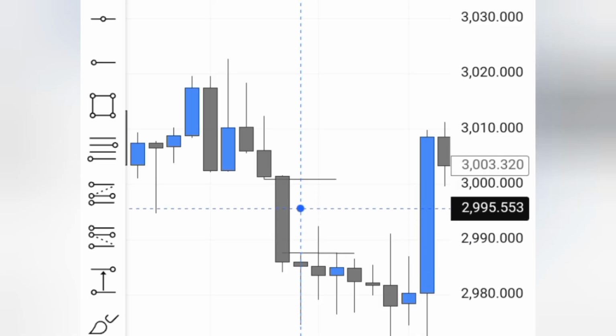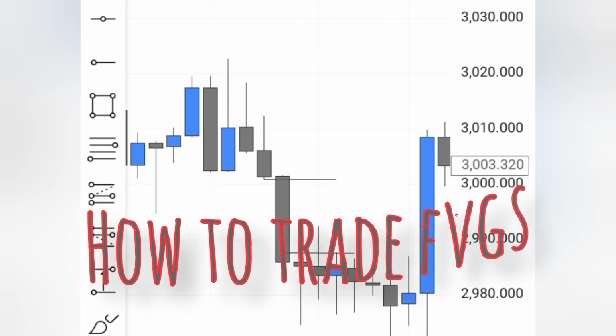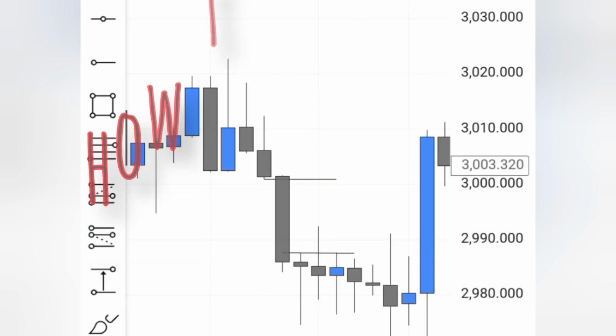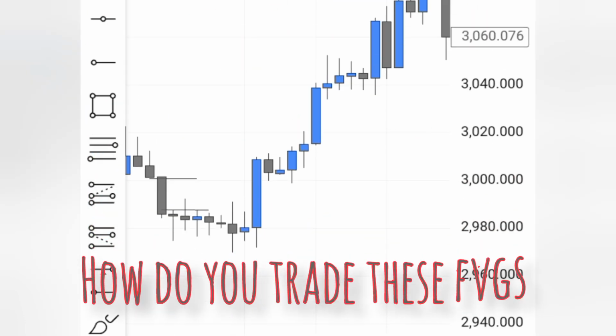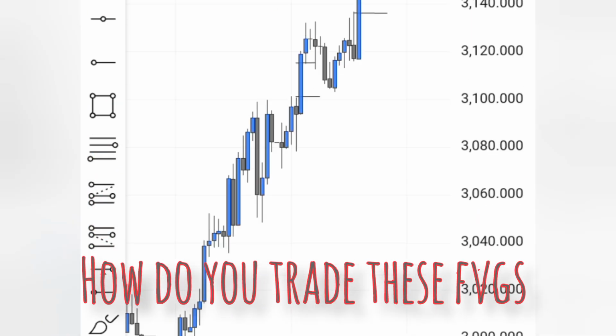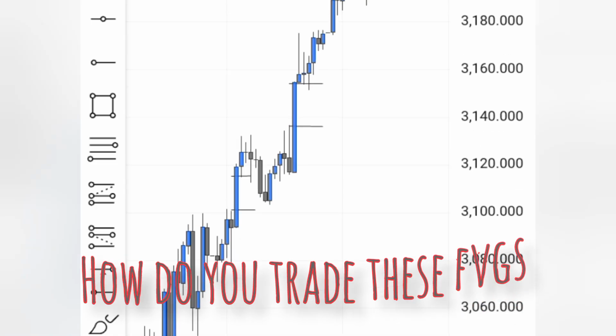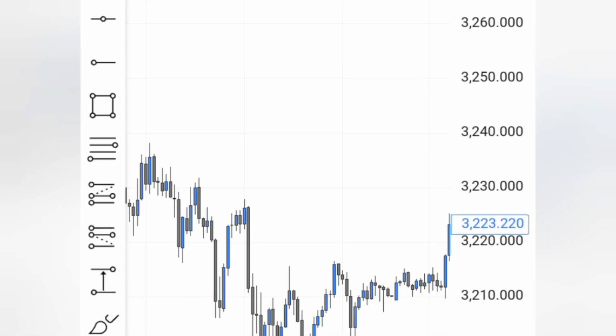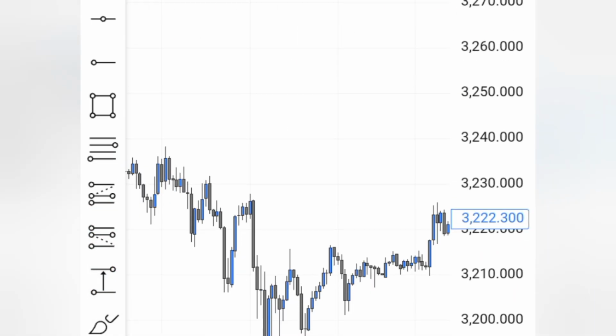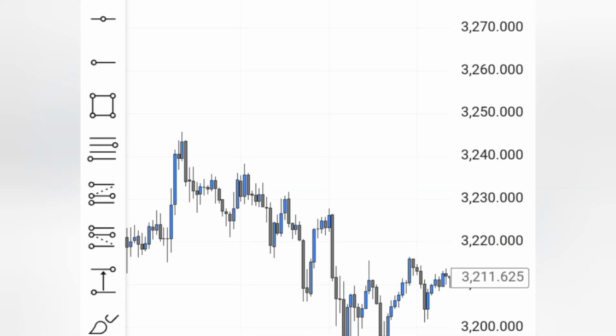So now let's see examples. How do we apply this fair value gap in our strategy? How do you apply and how do you trade these fair value gaps? So now this is how we do it. This is the first bearish example we are going to look at, guys.